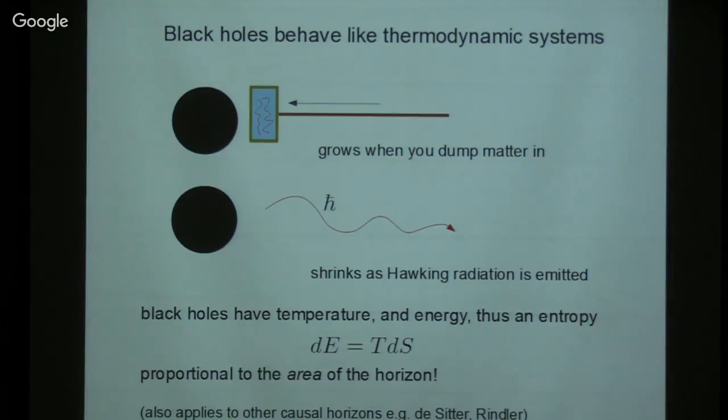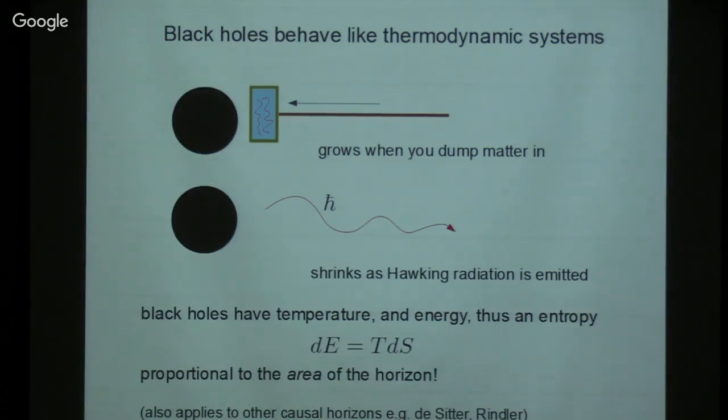So you can consider various thought experiments where you allow a black hole to radiate stuff, or you dump in a box of radiation. And what people discovered as they were thinking about this is that you can define an entropy of the black hole using the standard thermodynamic Clausius relation, which they misnamed the first law in this context.